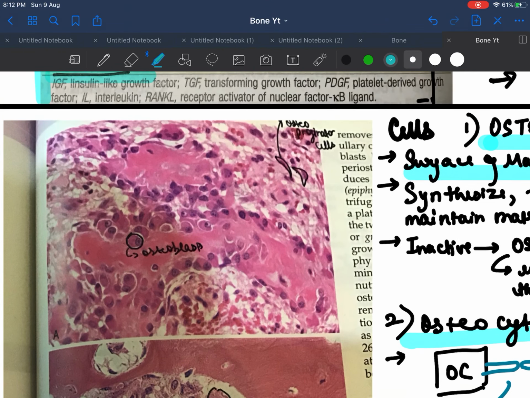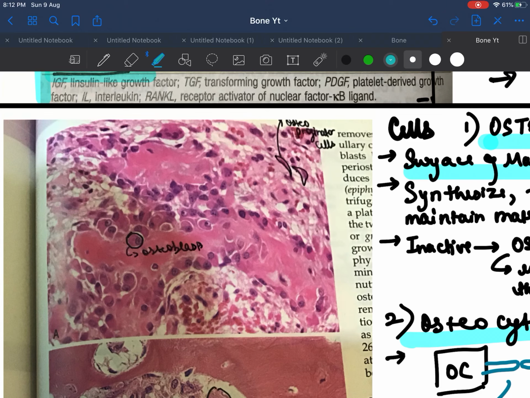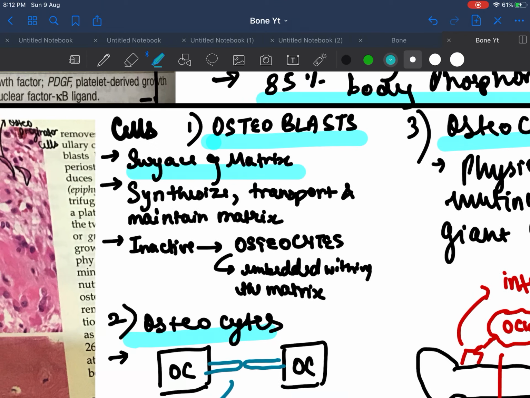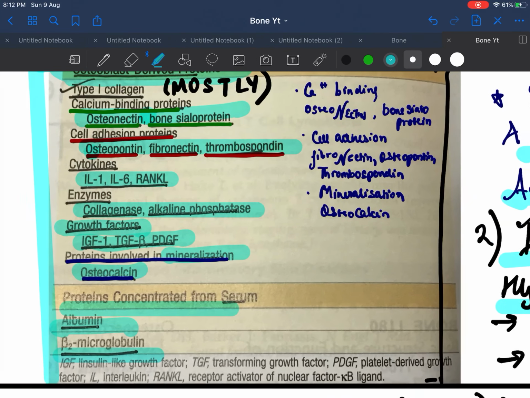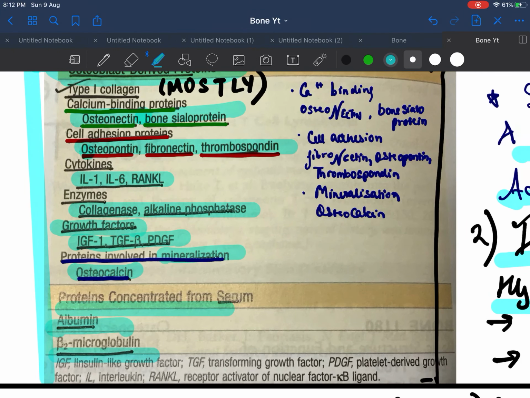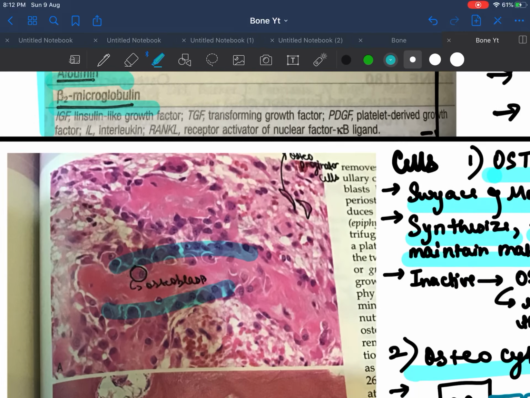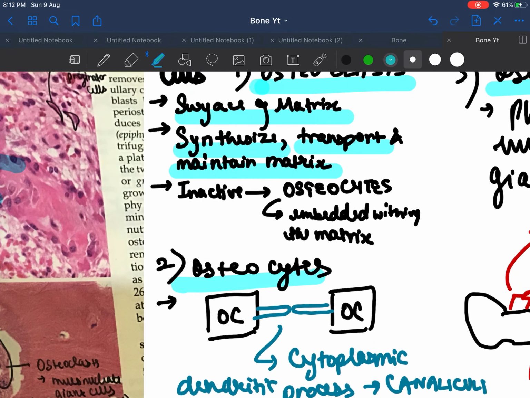So it's easy to appreciate that these cells are your osteoblasts. You can see the matrix along the sides. These cells are your osteoblasts. The main function is that it synthesizes, transports and maintains the matrix of the bone. We have discussed that osteoblasts secrete all of these things, including type 1 collagen, osteonectin, osteopontin, etc. So the osteoblasts have a main function of synthesizing, transporting and maintaining the matrix.